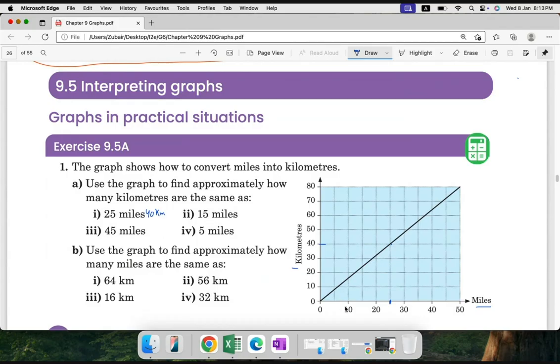Now 15 miles. This is 10, this is 20, I'm looking at 15. From my graph, I try to read it. So I guess that's 22. What do you say? Maybe I would say 24, because this gap is 10, so if we make five small boxes, it is 24.